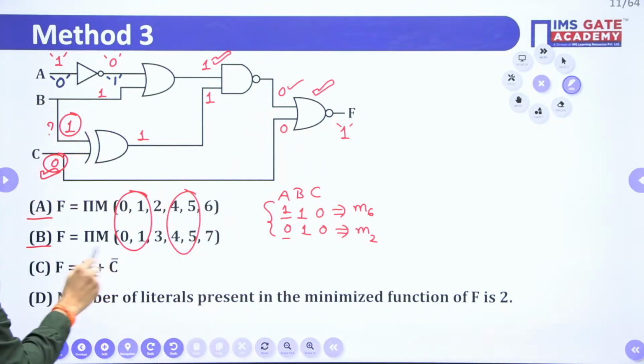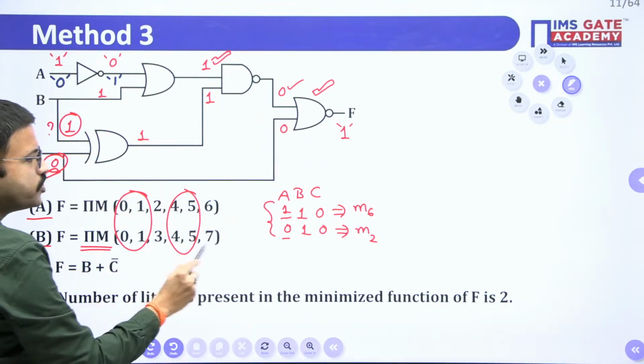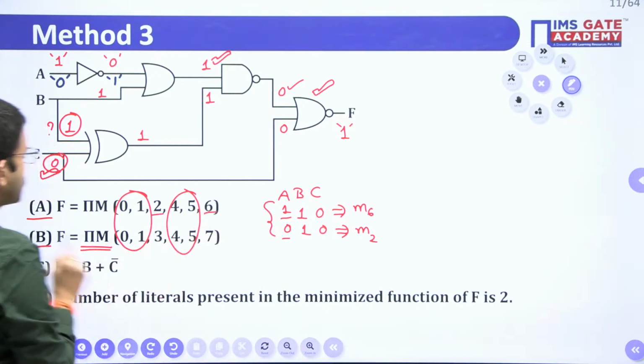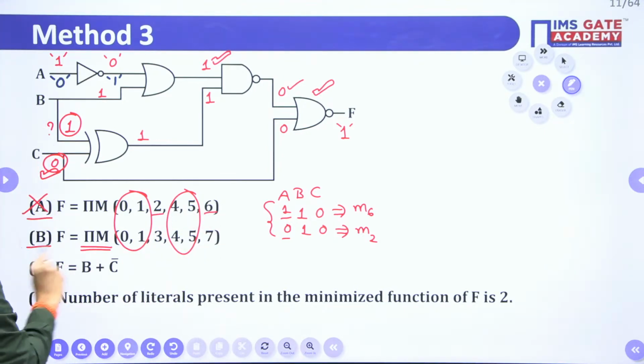So if you observe in this pi capital M, you don't have 2, 6. Here you have 2, 6. So that's why option A is wrong. Obviously, option B is correct. Regarding option C and option D, we already discussed; this is not correct, this is correct.